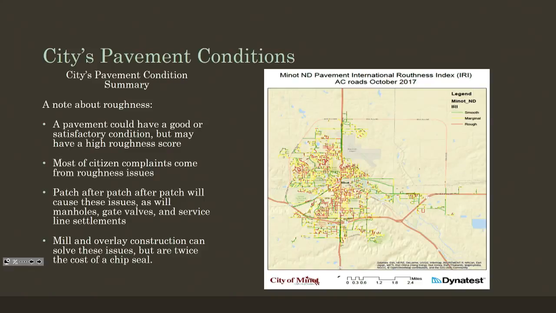Mill and overlays are typically what's needed to try to correct this. You can do some leveling when you do patching, but you're still probably not going to get it all the way there where you need to have a smooth quality ride. But mill and overlays are significantly more expensive than chip seals. So that'll be a decision point someday we'll have to work through: we can dedicate this amount of dollars, we might not be able to take care of all the ride quality issues, but we'll have well-maintained streets that will last a long time.